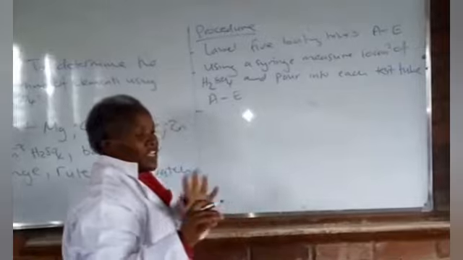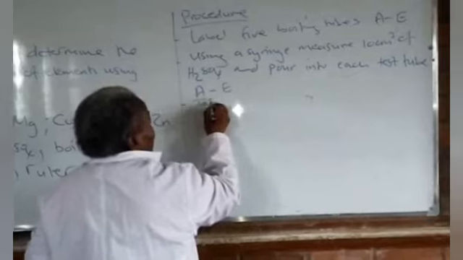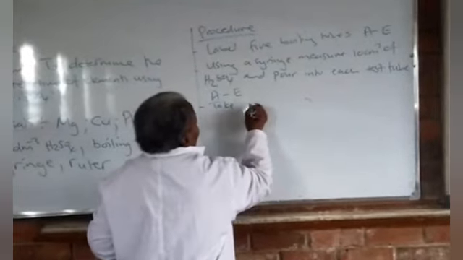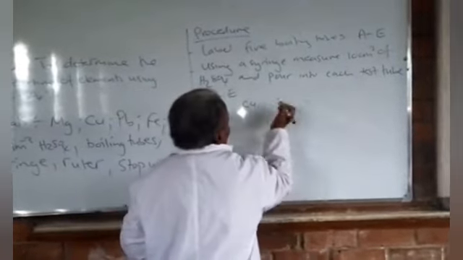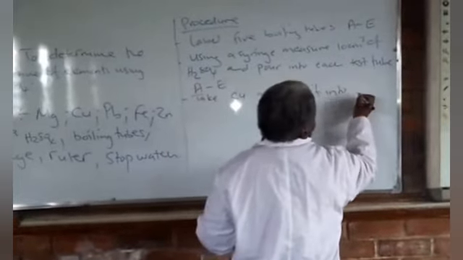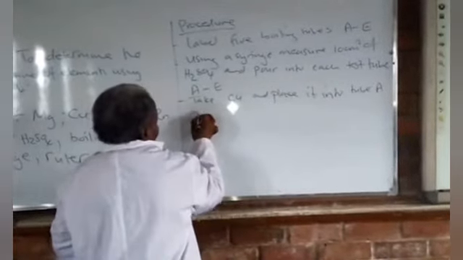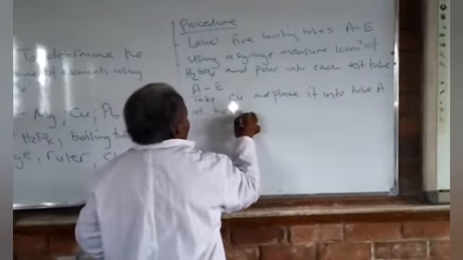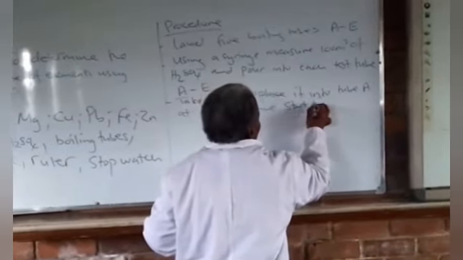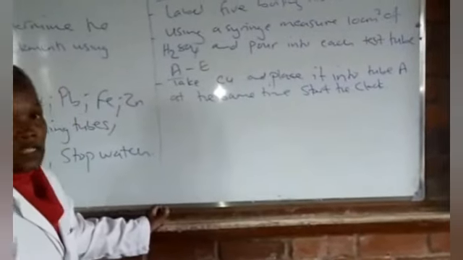Then we are going to take each metal in turn. We can start with copper. Let's take copper and place it into tube A. At the same time, start the clock.